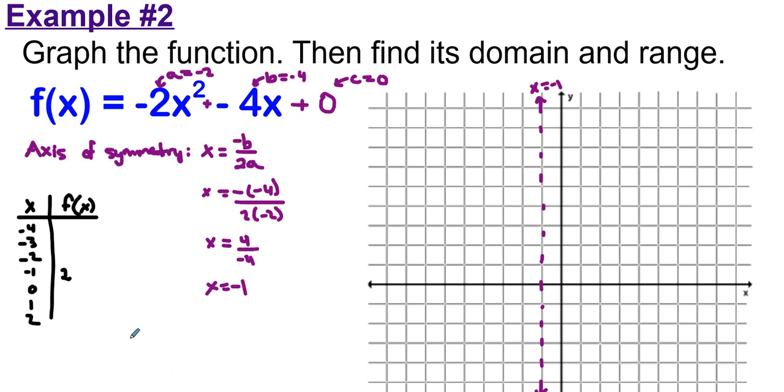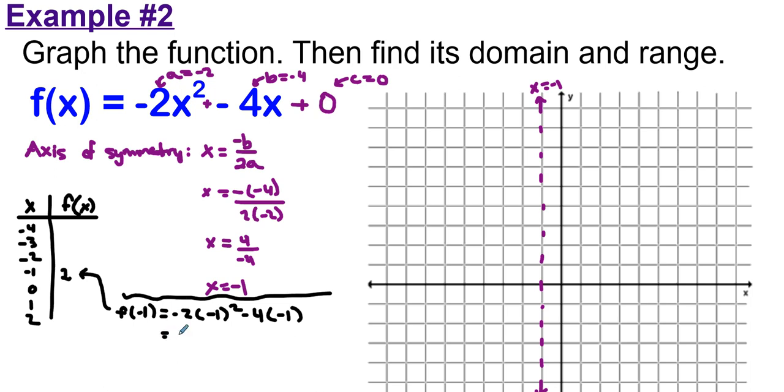Just follow the order of operations. I suppose I can show it for one of these. If you didn't follow me, just verbally saying that, if I plug in negative 1 for x, so f of negative 1, I get out negative 2 times negative 1 squared minus 4 times negative 1. I just plugged in negative 1 anywhere I saw an x. And then I simplify, so negative 1 squared becomes just a positive 1. This becomes a positive 4, and negative 2 plus 4 is 2. So that's how I got that 2.